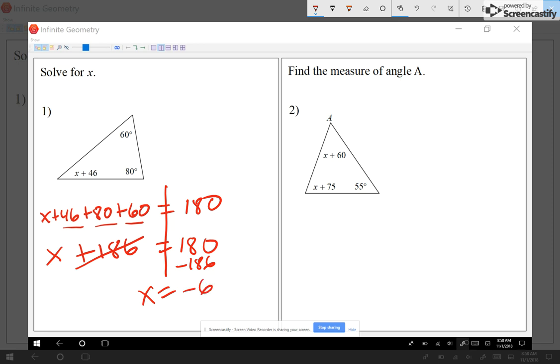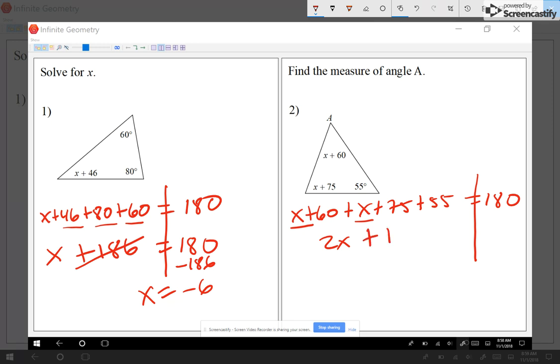Now looking at example number two, it's the same thing as number one. I'm dealing with all three angles of a triangle. So I'm going to add everything, x plus 60 plus x plus 75 plus 55. I'm adding everything, it is equal to 180. The left side of the equal sign can be simplified. 1x plus 1x, that's 2x. 60 plus 75 plus 55, that is 190. This is equal to 180.